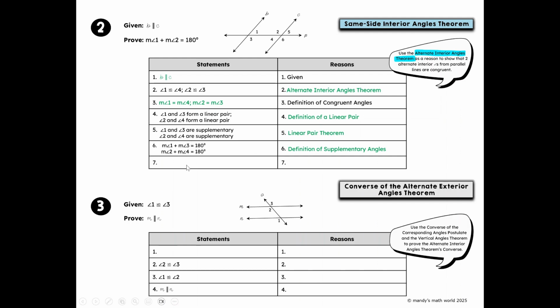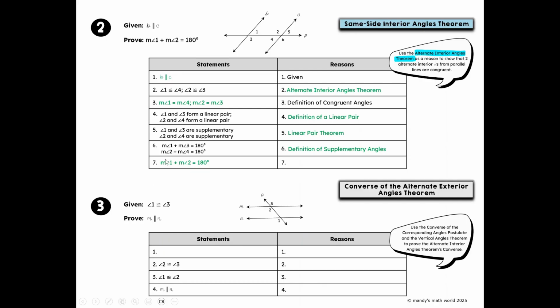So, statement number 7, I know it's going to be our last statement. Well, that's what we're going to be asked to prove, which is the measure of angle 1 plus the measure of angle 2 equals 180 degrees. How do I get to this point? Let's see here. The measure of angle 1 plus the measure of angle 2.